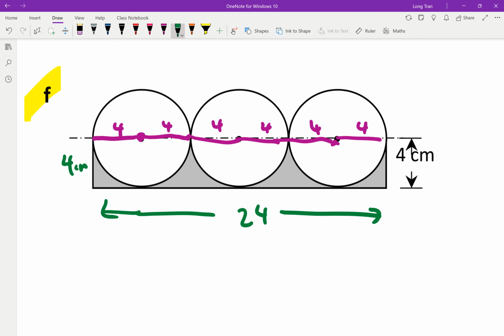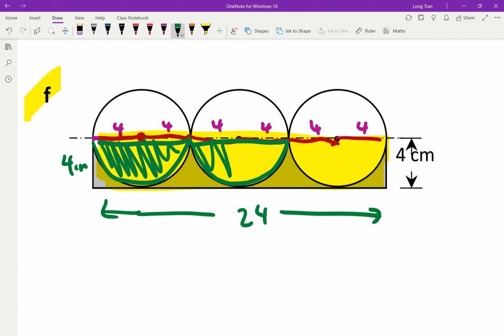Now that you know that is 24, you can find the area of the full rectangle. True? You got the area of the full rectangle, but what do you want to remove? Have a think. You want to remove this half circle away from it. You want to remove this part. You want to remove this half circle again. And you want to remove this half circle again.